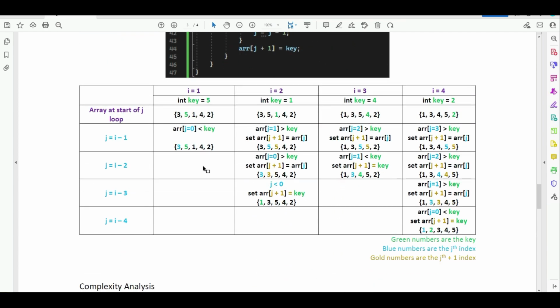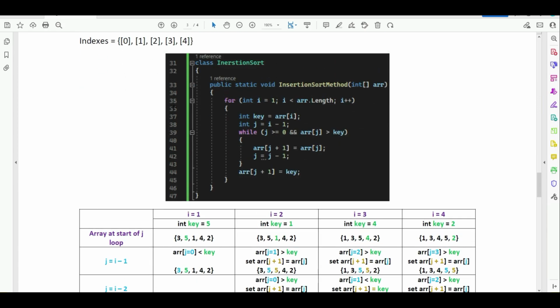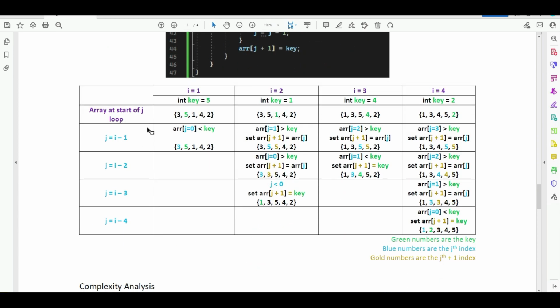So to look at that using this table I made here, while we're at i equals 1, our key will be equal to 5. Remember, that is this right here. We're setting our key equal to the element at array index 1. And our j is i minus 1, so j equals 0, and that's less than the key here. And so nothing will happen here.